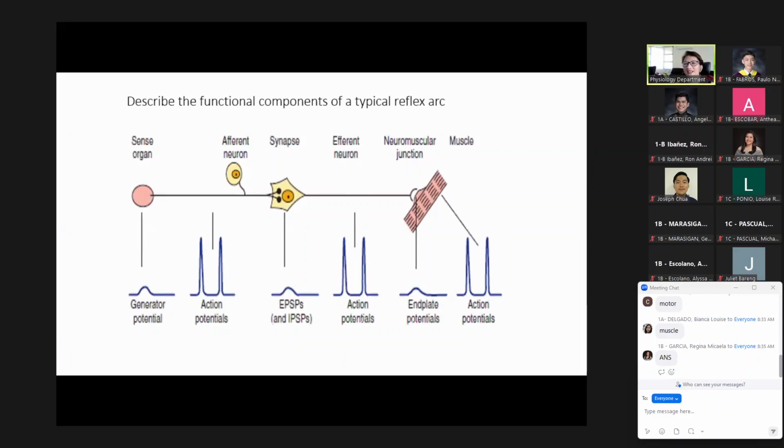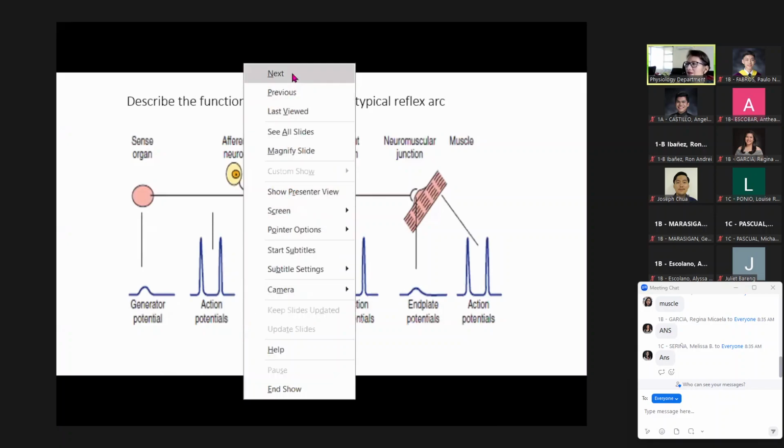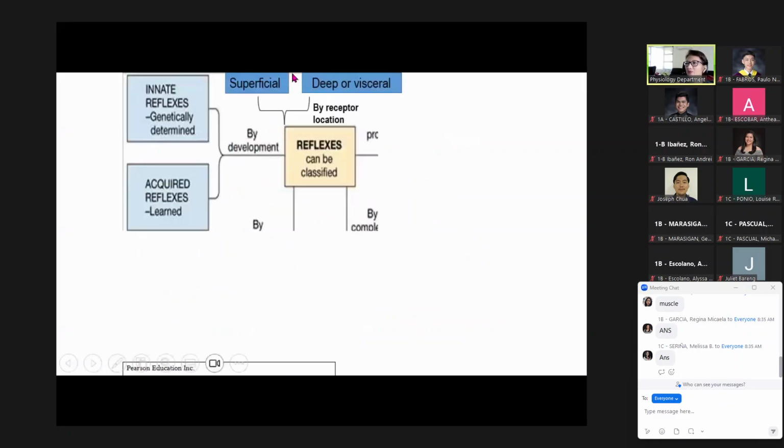Not muscular. ANS, the autonomic nervous system. So, you should be able to distinguish between your autonomic nervous system and your somatic nervous system. Nireview rin yan ni Dr. Baring, diba? Okay, so, next. Ayan yan yung typical reflex that we have.